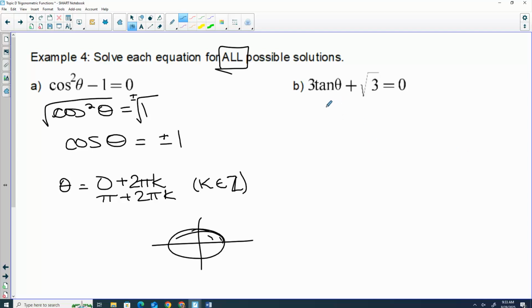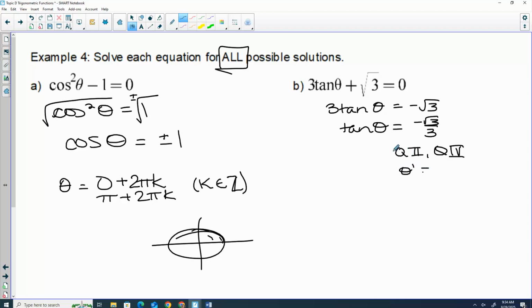Alright, this one, if I want to get my tangent by itself, I can subtract my radical 3. And divide. In which quadrants is tangent negative? It's in quadrant 1, they're all positive. In quadrant 3, tangent is positive. Alright, reference angle.